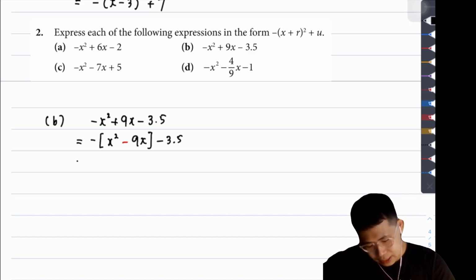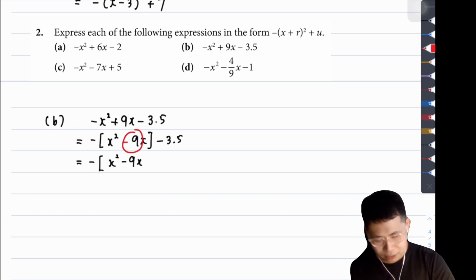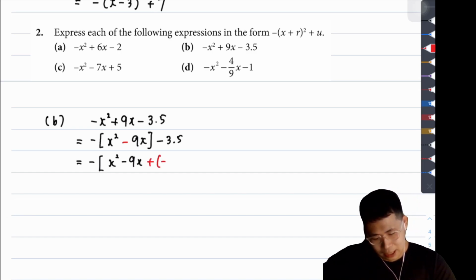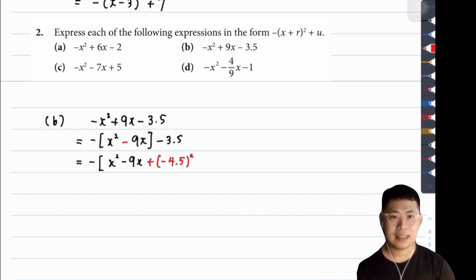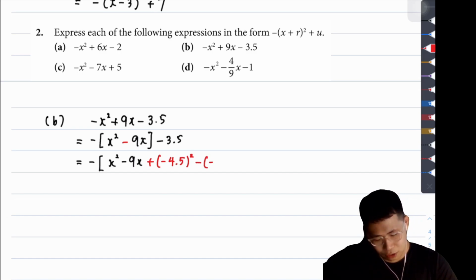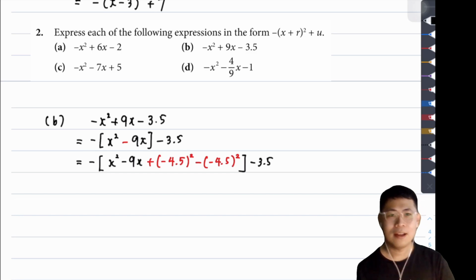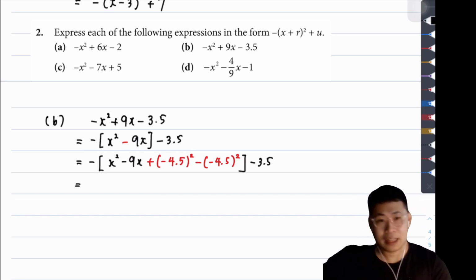I will need to insert my b over 2 square. So b is negative 9, so b over 2 will be negative 9 over 2, so plus negative 9 over 2 square, or if you want, you can put 4.5 there, since this is a nice decimal. Minus negative 4.5 square. For me, I actually prefer fractions over decimals, but since it's already in decimal, might as well follow decimal.